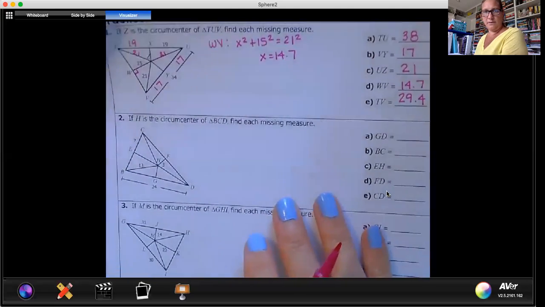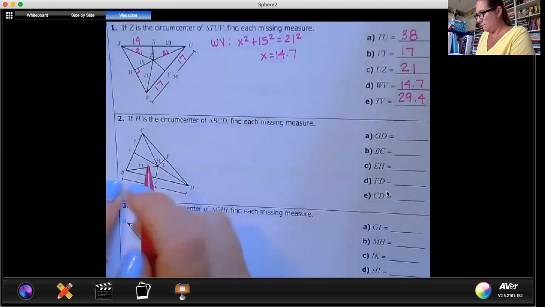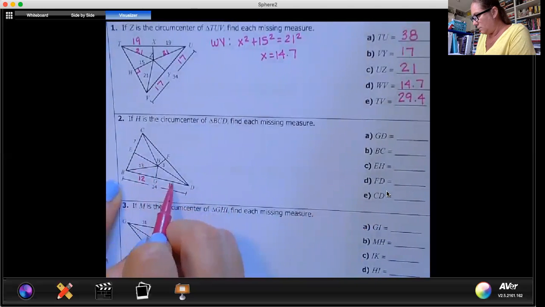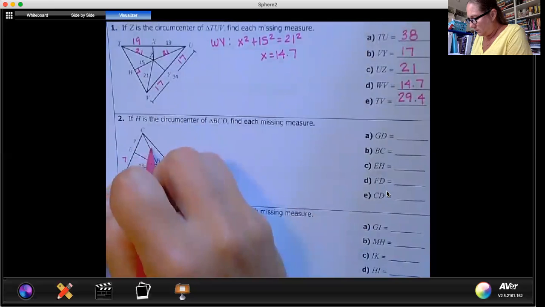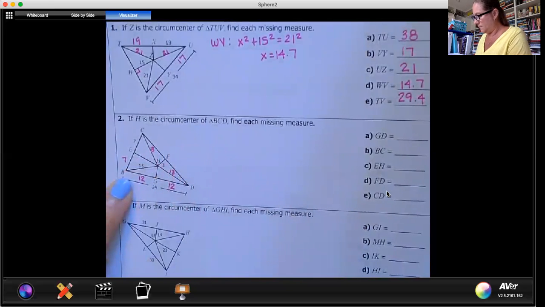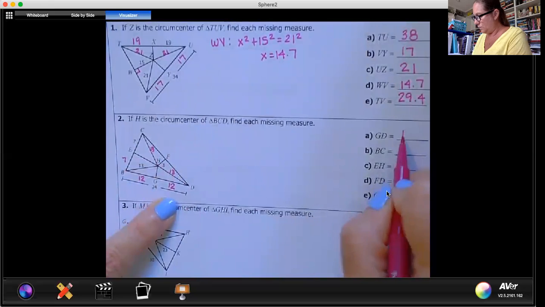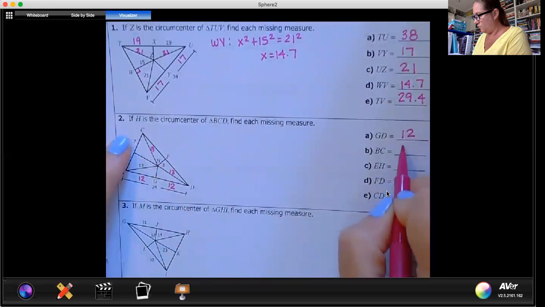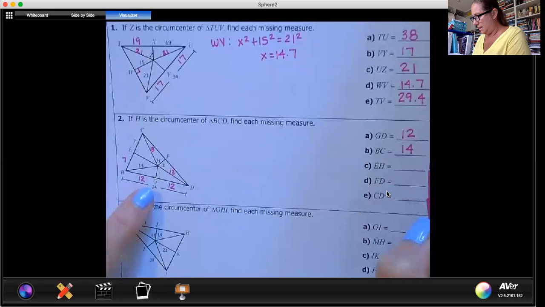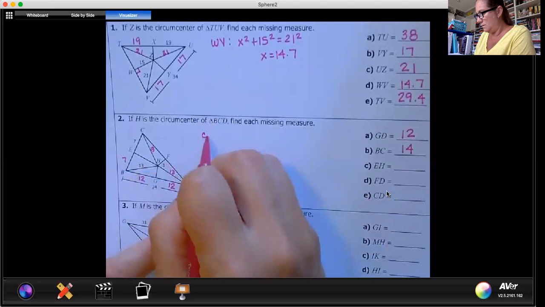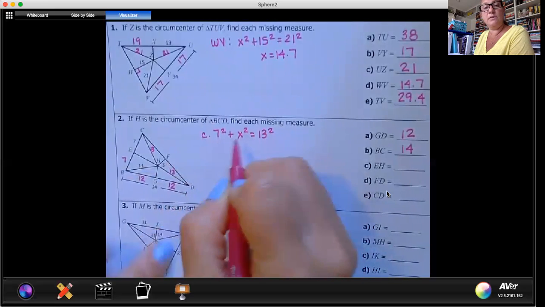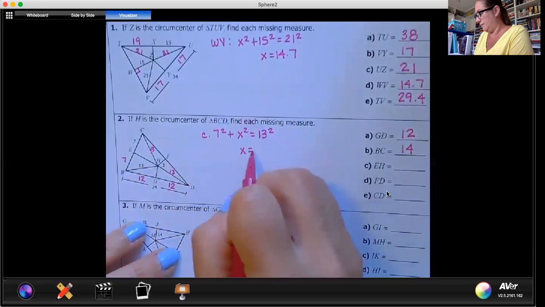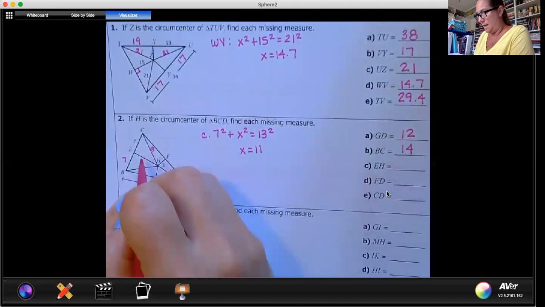Again, H is the circumcenter of BCD. Find each missing measure. So 24 means 12 and 12, 7 and 7, 13, 13, and 13. And so GD is 12, and BC is 14, and EH, we don't know. So we have to find EH, part C. 7 squared plus x squared is 13 squared. 13 squared minus 7 squared, and then square root gives you 11. So that's EH.